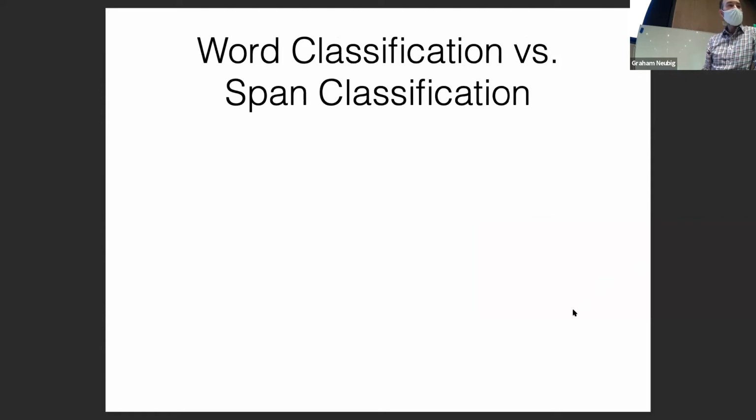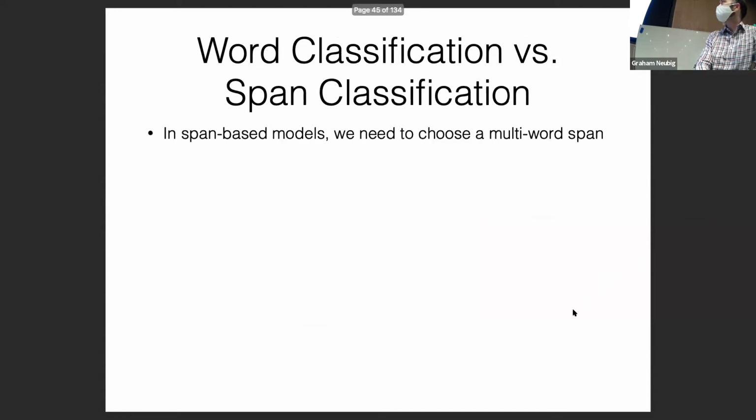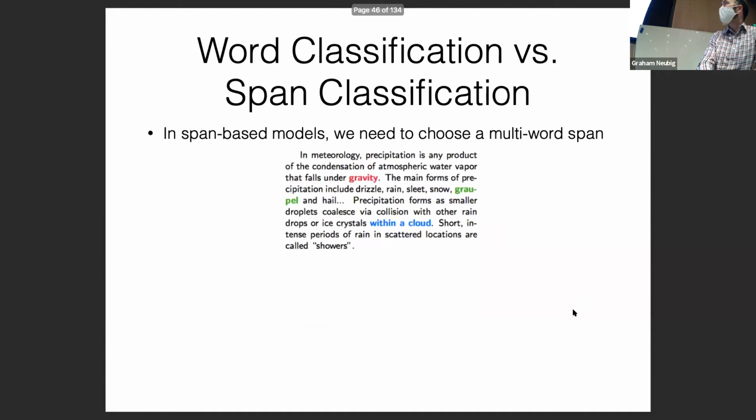One other thing to know about is word classification versus span classification. In span-based models, we need to choose a multi-word span.